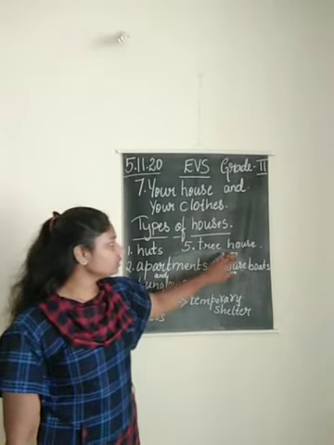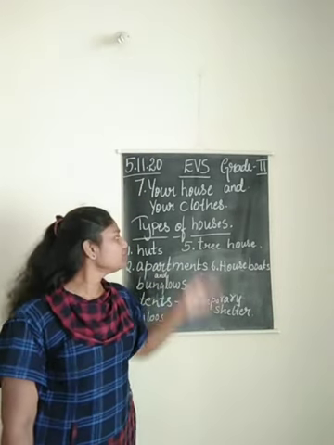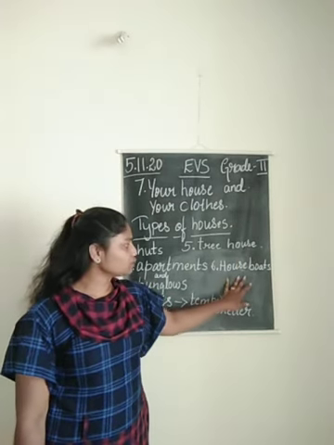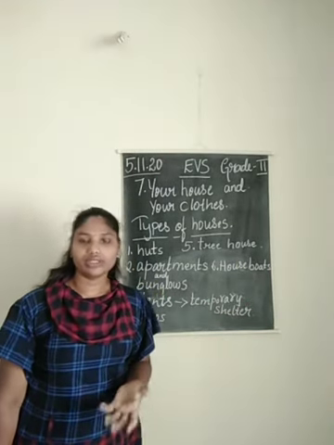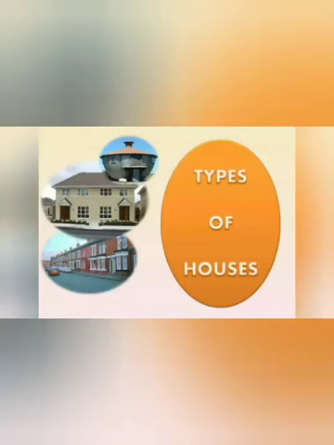Next is tree house. The people who are living in forest or sometimes the tourists also live in tree houses. The next one is houseboats. The people living near the lakes or the rivers stay in houseboats.